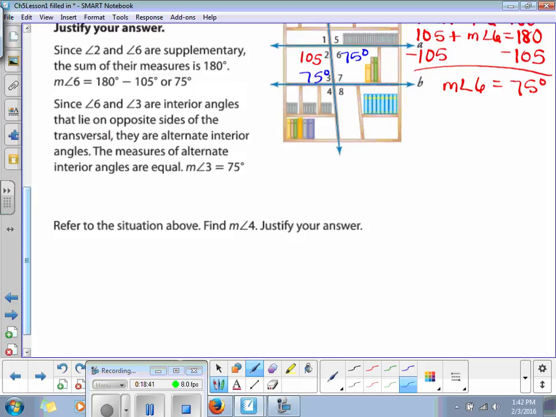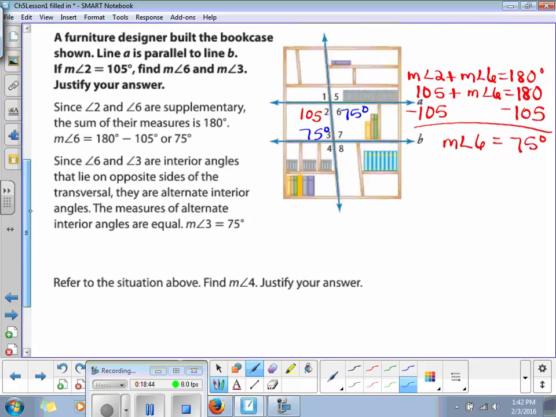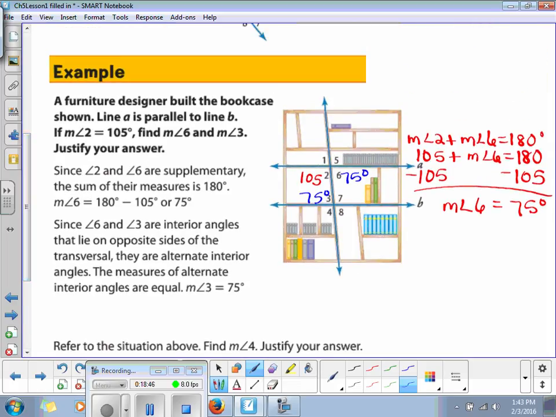Here it says refer to the situation above to find the measure of angle 4. Well, let's see. If we know that the measure of angle 4 and the measure of angle 3 are supplementary, then we can use the same thing over here to find out that it's 75 degrees. Or we could say that angle 2 and angle 4 are corresponding angles, and corresponding angles are congruent.